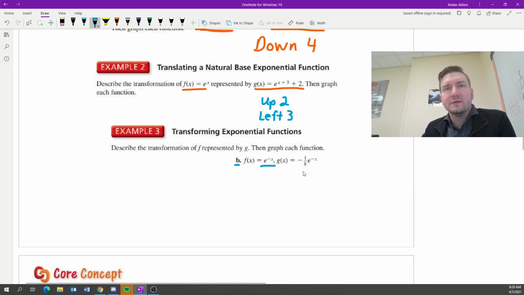All right. So here's the original, and here's how we changed it. So notice that we have a 1/8 added in there. That 1/8 is going to be a shrink. Remember, if you multiply it by a number out front, that's either going to be a shrink or a stretch. So this is going to be a shrink by a factor of 1/8. And then we also have a negative sign out front. This negative sign out front is going to be a reflection.